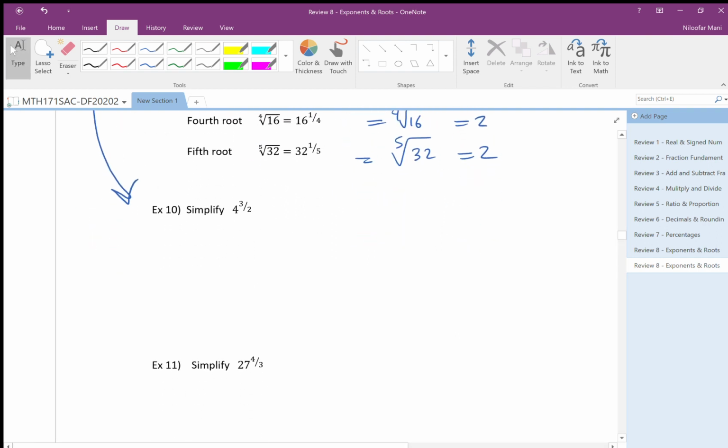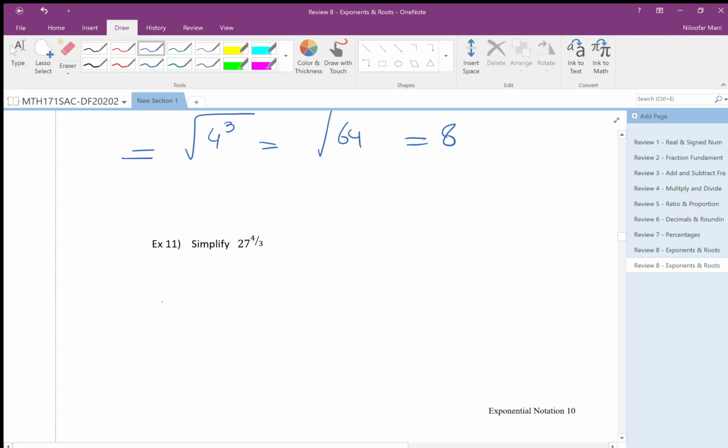So how about this one here? It is radical 4 cubed. I told you when I have 2, I don't need to show it, I can just write the radical. When I see a radical, it means root 2. And this is 64, and this is 8. How about this one here? This is the cube root of 27 power 4, which I can use my calculator and say, okay, so 81 is the answer, okay?